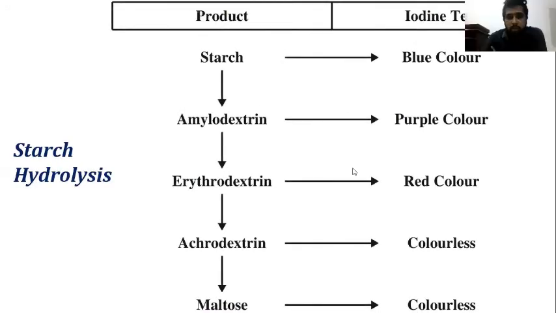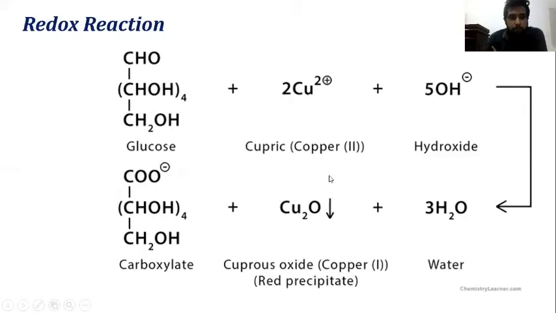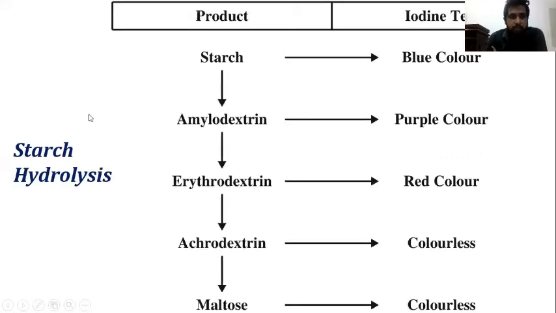Okay, here are some products formed during the starch hydrolysis process: starch, amylodextrin, erythrodextrins, and acrodextrins. These are dextrin types, and these dextrin types have different, unique properties.